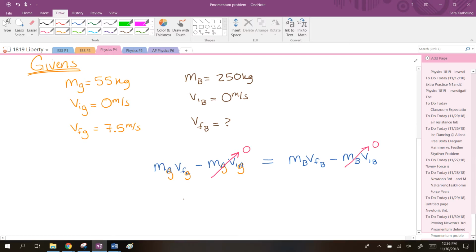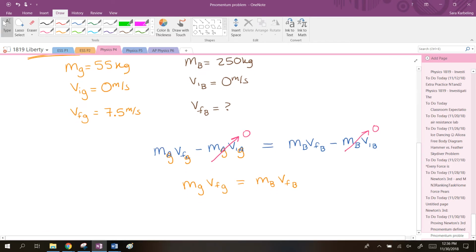So now we know that the mass of Gonzo times the final velocity of Gonzo equals the mass of the boat times the final velocity of the boat. That's exactly the same thing we did with the kids on the little carts. Do you remember? It's the same thing. So if you plug in 55 and 7.5 over here, 250 here, you can find that final velocity. Go ahead and do that. Let's see what we get.